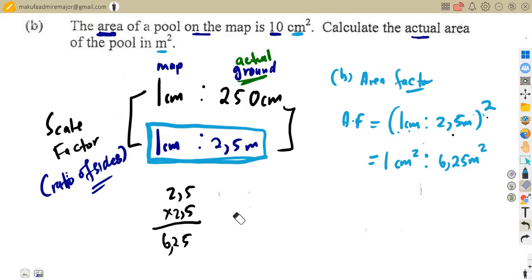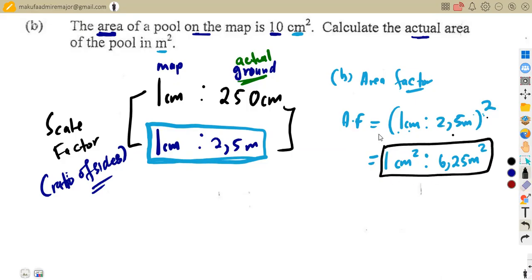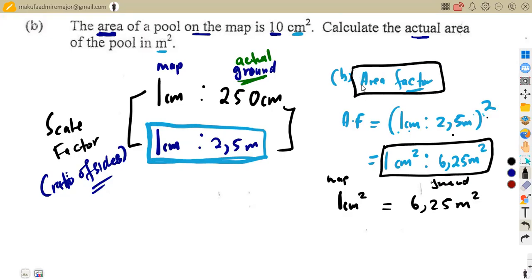So what it means, guys, is that now you have the area factor. The area factor is the ratio that corresponds when you are talking about the area of what is on the map and the area of what is on the ground. So it simply means 1 square centimeter that we see on the map is equivalent to 6,25 square meters that we see on the ground. This is what we see on the map. This is what we see on the ground in terms of area, not in terms of length. So that's why you are supposed to find the area factor.